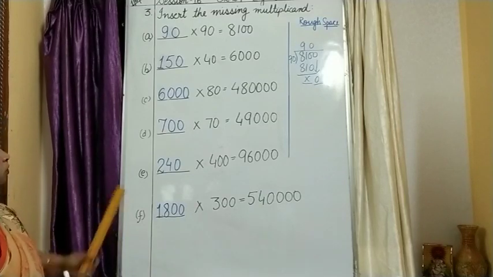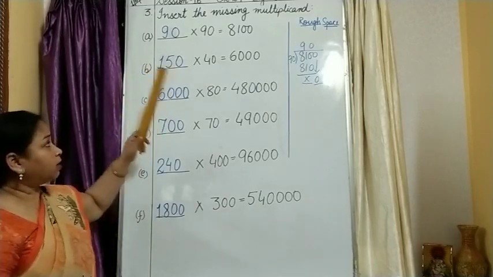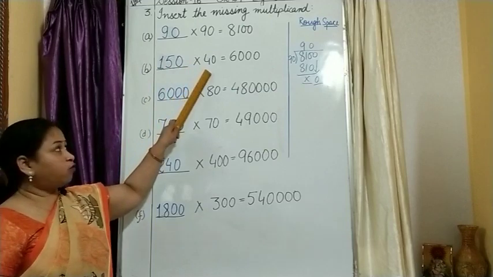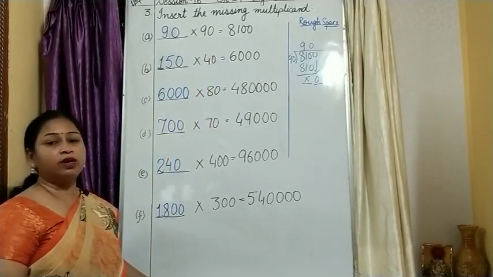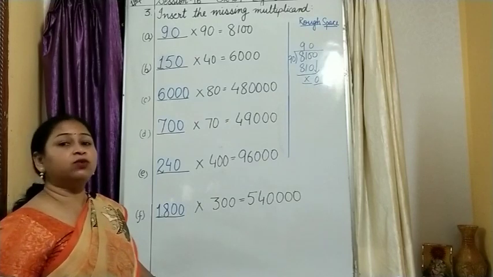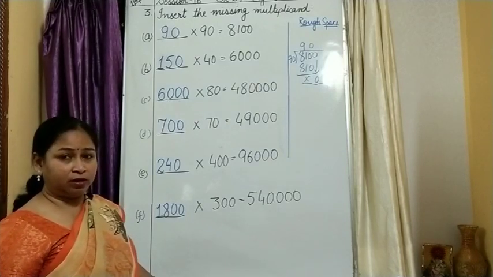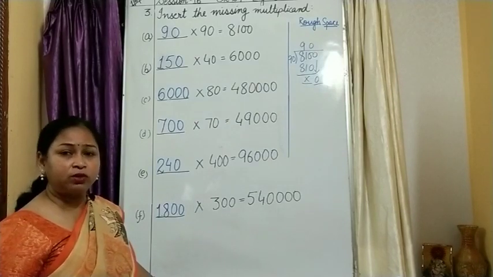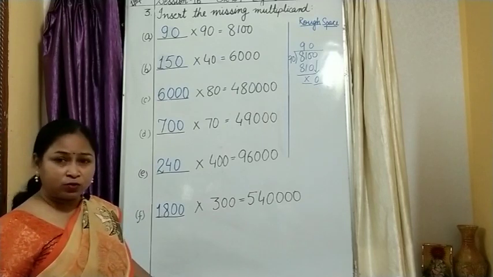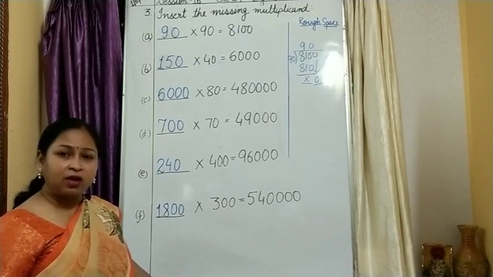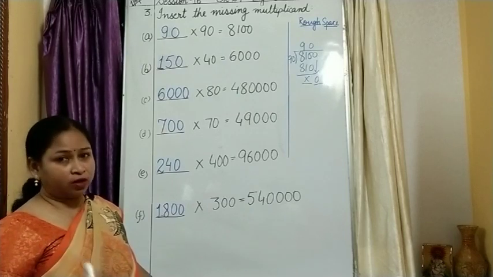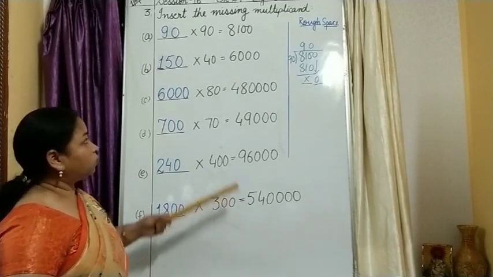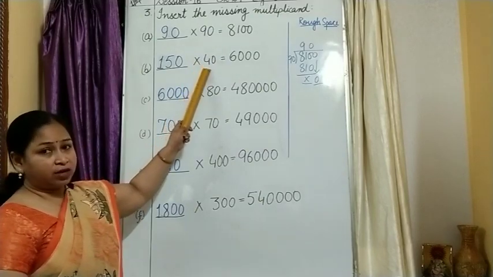Okay, so I'll be explaining the second one. Dash multiplied by 40 gives us 6000. Now if you know the table of 4, if you know the tables properly, children, not only 4, if you know the tables, it becomes very easy. That is why I keep on asking you all to go on learning, go on revising the tables, children. Okay, so 40 is given over here.